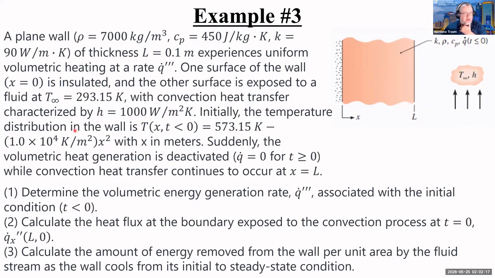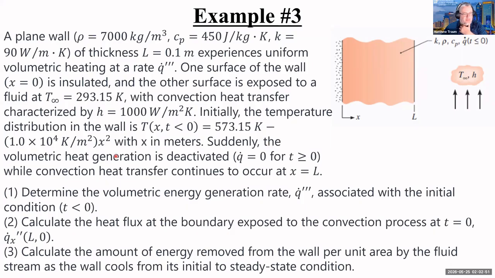Initially, the temperature distribution in the wall, this is interesting, T as a function of x and t, lowercase t, for time less than 0, so this is basically before the problem starts, is given as 573.15 Kelvin minus 1 times 10 to the fourth Kelvin per meter squared, all multiplied by x squared. And we're told that x is in meters.